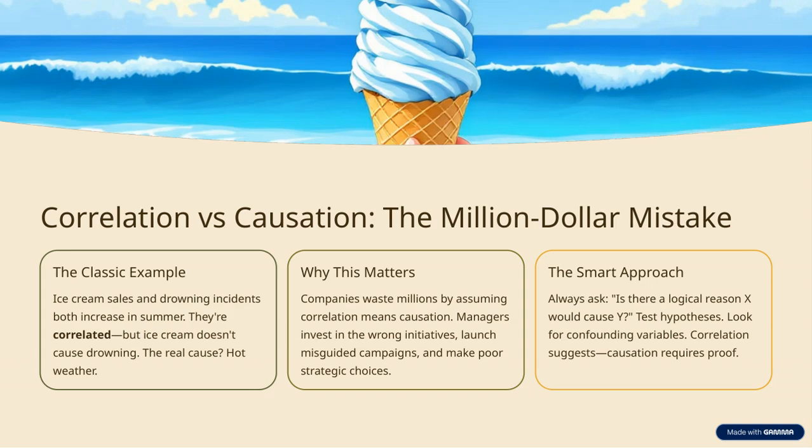This distinction is crucial because many companies lose a lot of money by assuming that correlation means one thing causes the other. When managers jump to conclusions, they may put resources into the wrong projects, run ineffective campaigns, or make poor strategic decisions. The better approach is to always ask if there's a logical reason why one thing would cause another. Test your ideas carefully and look out for other factors that might be influencing both variables. Correlation can suggest a relationship, but only proof and careful analysis can confirm causation.